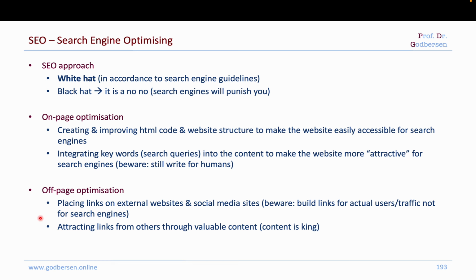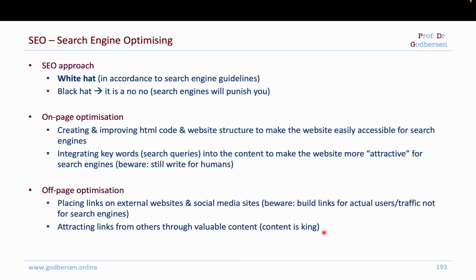On the off-page optimization, this is all about links. The search engines think the more links are pointing to your website, the more important the website is and the more relevance it has. So, placing external links, so links on other websites or social media, that might help you. But again, excessive link building is black hat. Excessive link building that does not serve genuine users and is just for the search engine will most likely get you punished.